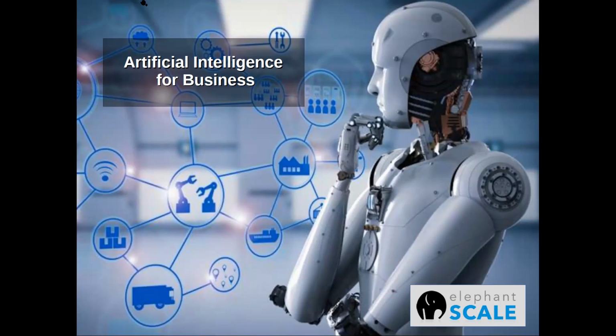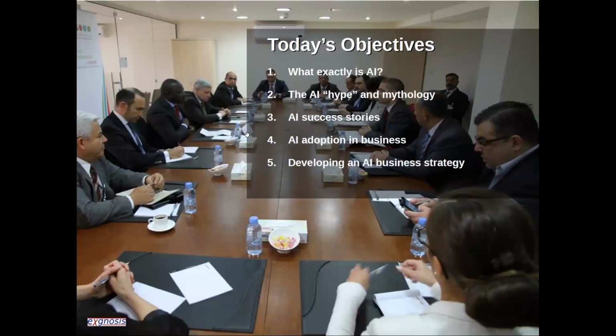So artificial intelligence for business, what does that actually mean? Well, what we're going to be doing today is we're going to be saying, what exactly is AI? It's one of those terms that everybody thinks they know what it means. When you ask them to define it, they kind of hem and haw a lot. So we're going to try and cover that from a business perspective as to what exactly this is all about without getting into the technical details.